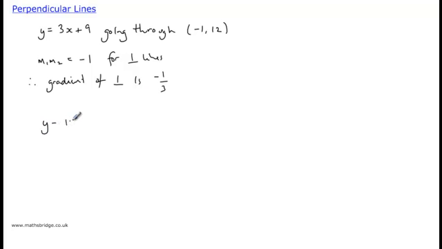Since it is a straight line, we can use any of the straight line equations that we looked at before, and if we put in the point that it goes through, we find that y minus 2 equals minus a third (x minus minus 1), which I'll just tidy up a little bit to give us y minus 2 equals minus a third (x plus 1).